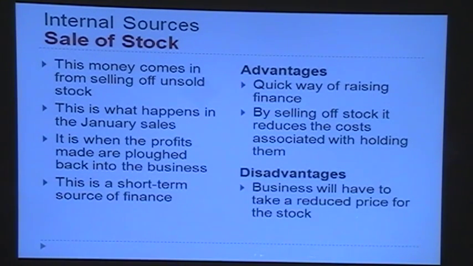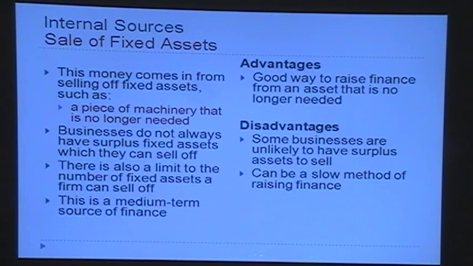The disadvantages are: businesses will have to take a reduced price for the stock. Let me explain this point. If your business needs urgent capital and you wish to sell off your inventory, it is possible to discount the stock value in order for the product to sell as soon as possible. Let's move on to the next one, the sale of fixed assets.